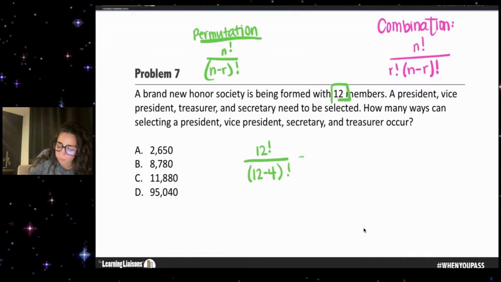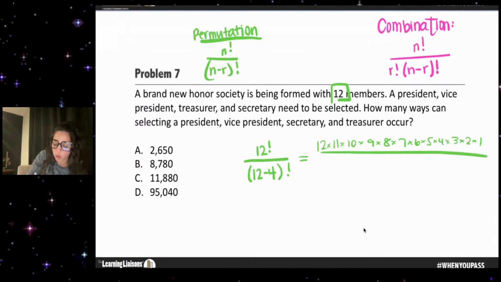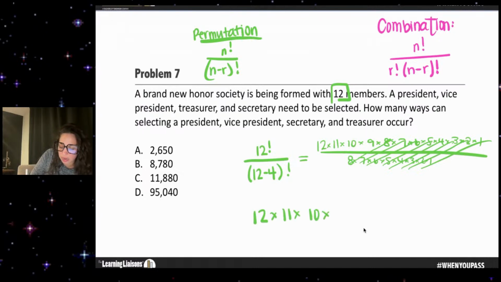Now, if I look at what this actually means, I have 12 factorial divided by 8 factorial. If I write that out, 12 times 11 times 10 times 9 times 8 times 7 times 6 times 5 times 4 times 3 times 2 times 1, divided by 12 minus 4, which is 8. 8 factorial is 8 times 7 times 6 times 5 times 4 times 3 times 2 times 1. All of this cancels out because anything divided by itself is 1. So I'm just left with 12 times 11 times 10 times 9.